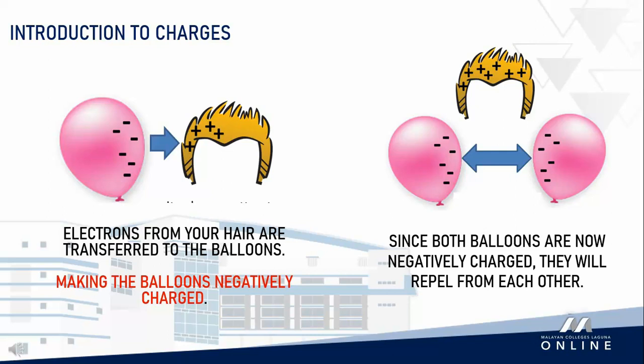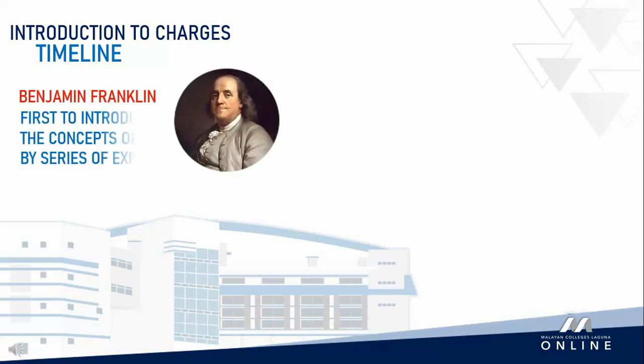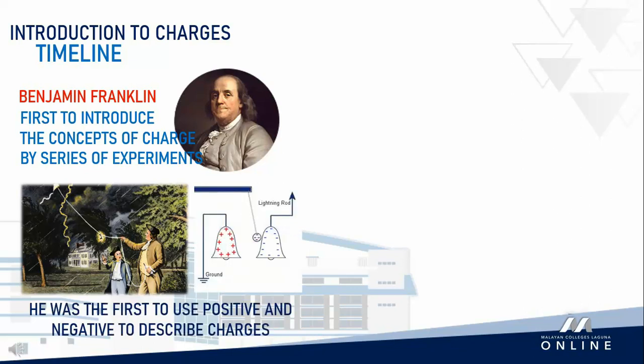This charge, or electric charge, is the fundamental property of matter that is carried by elementary particles found in a single atom. The idea that all matter has this fundamental property was discovered by Benjamin Franklin, an American physicist, who carried out a series of experiments involving flying kites during thunderstorms. He was the first to use the notations positive and negative to describe charges, which are still adopted until today.